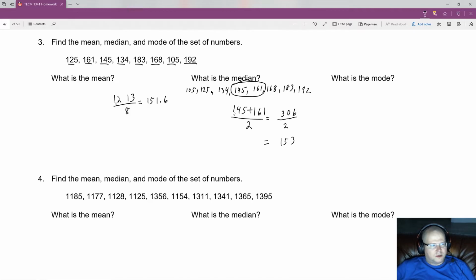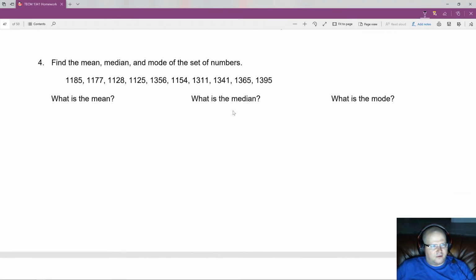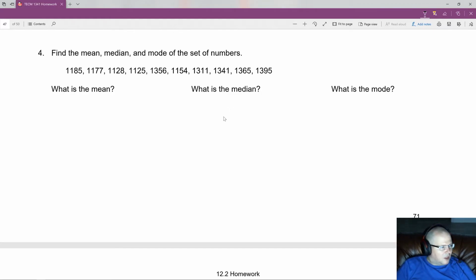Then what is the mode? Mode is the one that occurs most often. So we have 105, 125, 134, 145, 161, 168, 183, 192. Now, there's none. There isn't a mode because they all appear only once, so there isn't any that appears more often than the other. So in that case, we actually do not have a mode. So let's try the last one.